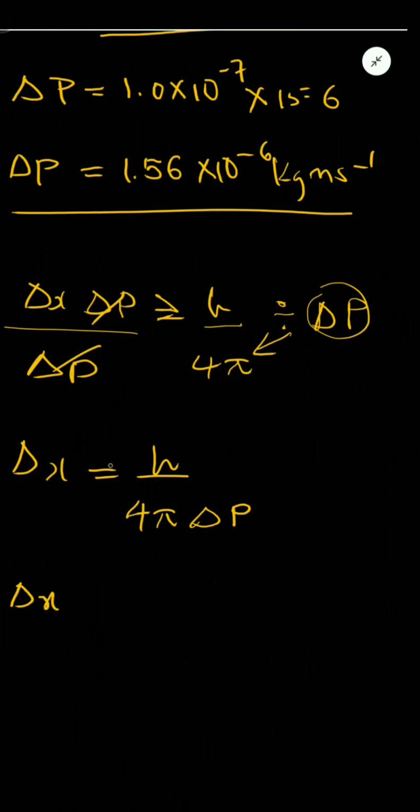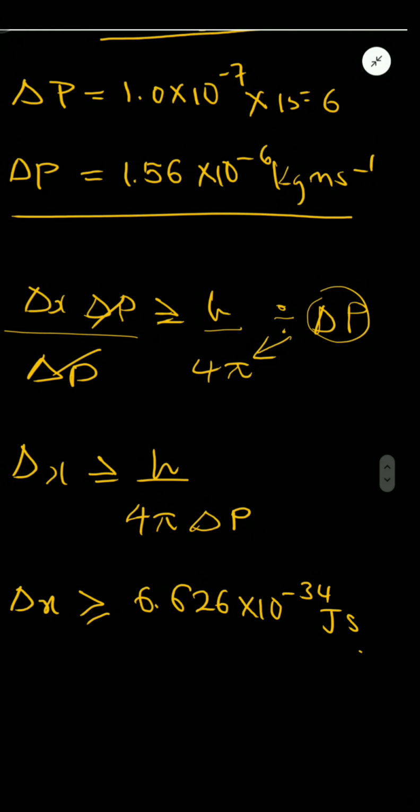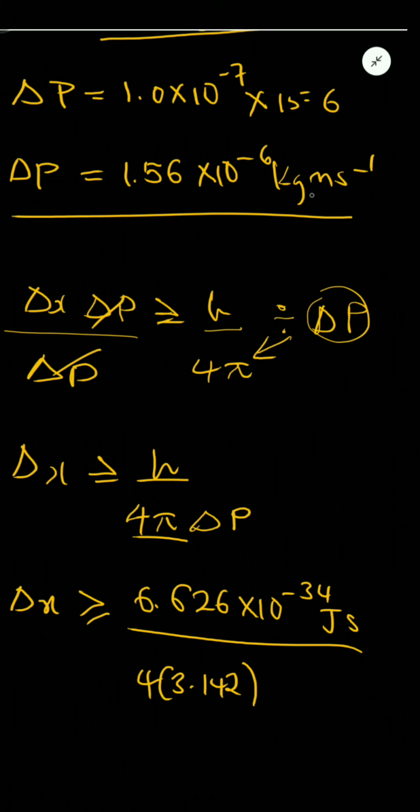So let us substitute. The uncertainty in position will be greater than or equal to Planck's constant, which is given as 6.6. Sorry, that is supposed to be 6.626 times 10 to the power negative 34 joule seconds as the units for Planck's constant, over 4 times 3.142 times the uncertainty in momentum, which is 1.56 times 10 to the power negative 6.